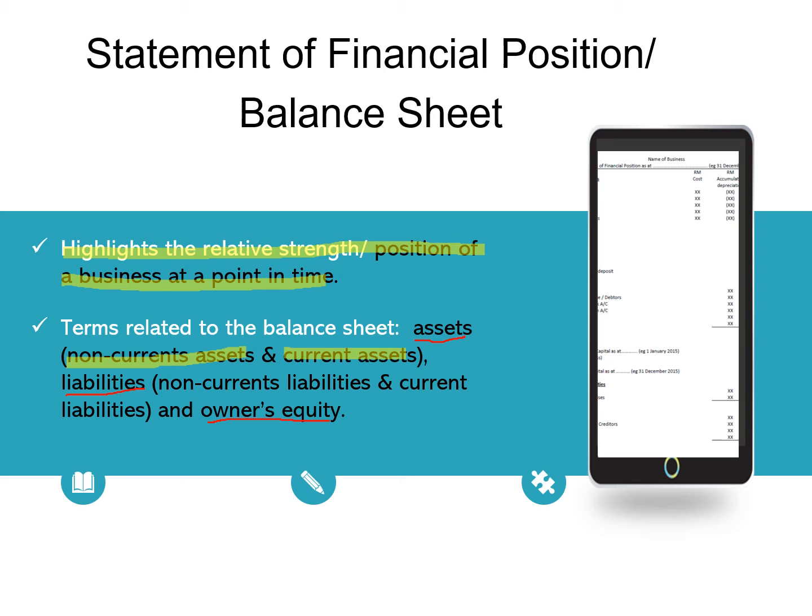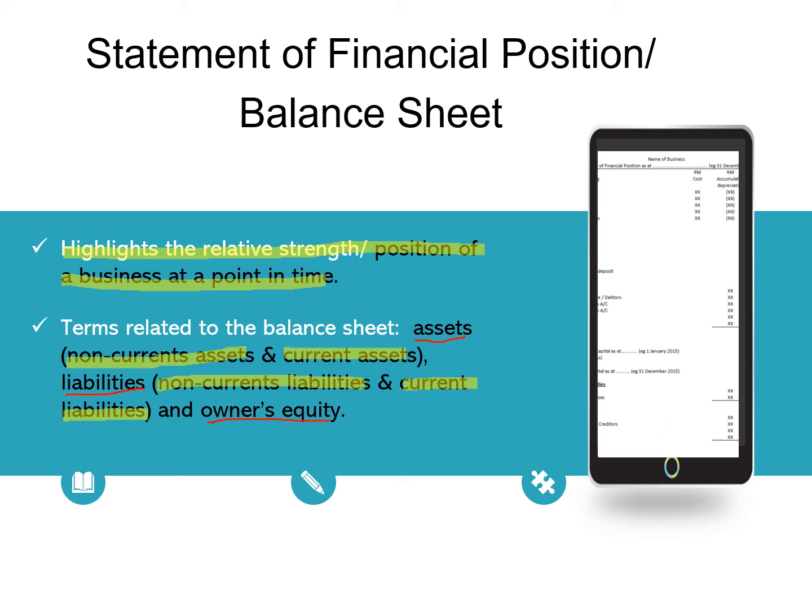Similarly, liabilities can also be categorized into non-current liabilities and current liabilities. Non-current liabilities refer to liabilities that are payable after 1 year. An example is a loan from the bank. Whereas current liabilities refer to liabilities that are payable within 1 year. This includes accounts payable or creditors, or bank overdraft.